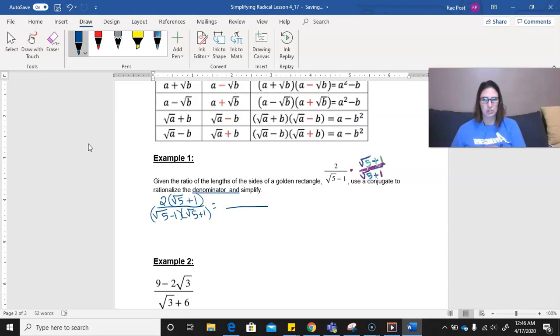So that's really the difference here. So just go ahead and multiply it out. So 2 times the square root of 5 will be 2 times the square root of 5. We're just distributing, and then 2 times 1 is just going to give you 2. So you went ahead and simplified your numerator.